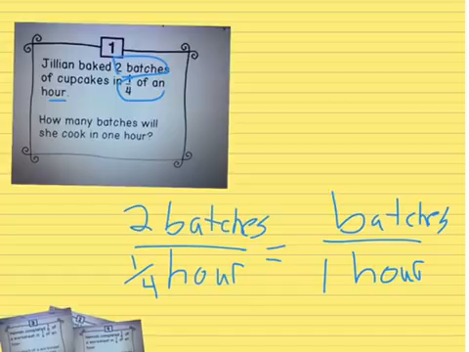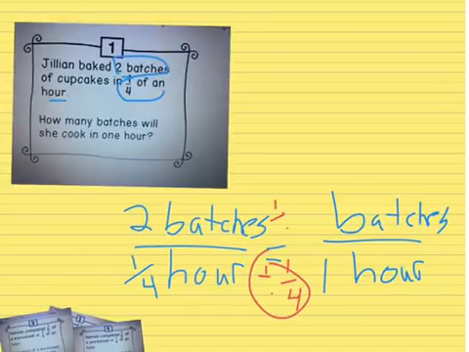So I can look to get from 1/4 to 1 hour. I know I divide by 1/4. So whatever I do to the bottom, I need to do to the top. So I'm going to divide by 1/4 on the bottom, so I need to divide by 1/4 on the top. So now my problem really is 2 divided by 1/4.